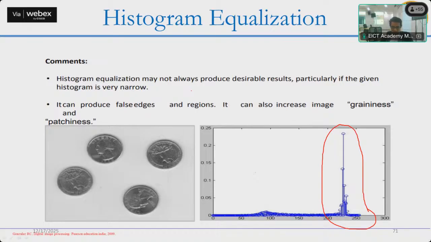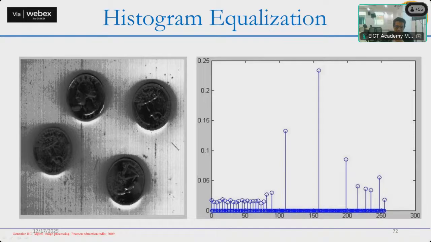So this histogram is basically narrow, and that's why when you use the histogram equalization here, it will not give good results. It can produce false edges and regions. It can increase the image graininess and patchiness. So how does it look like? When I applied the histogram equalization, it has resulted into this one. Actually, that has not solved our problem. Is it clear?